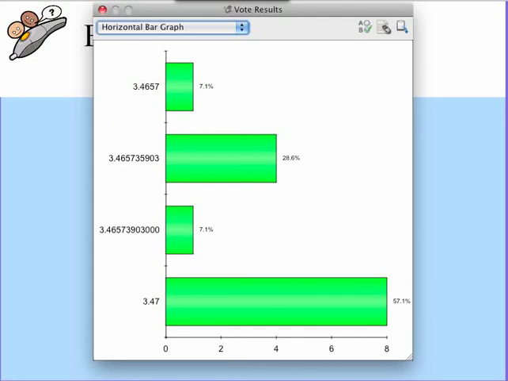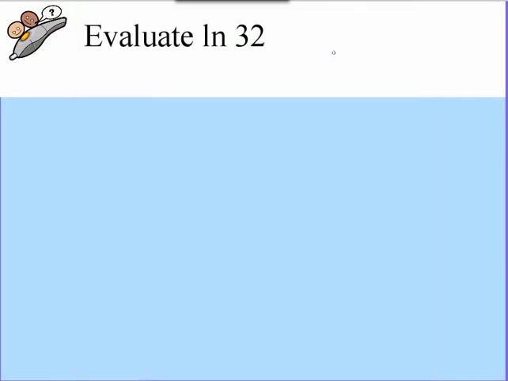Okay, so we had once again a wide range of values. The answer actually I had was 3.47. So anyway, all you're doing there is using your calculator to type in natural log of 32.